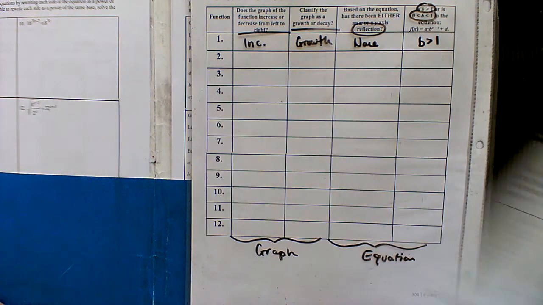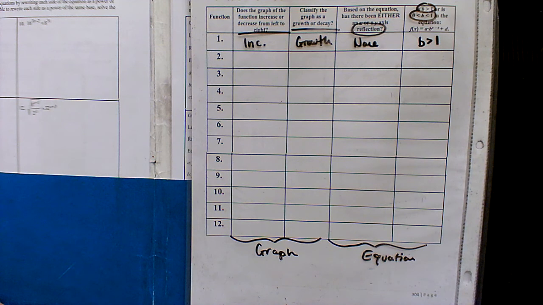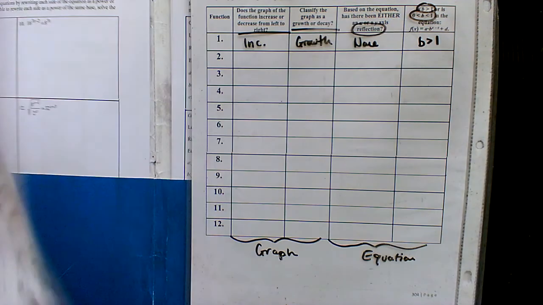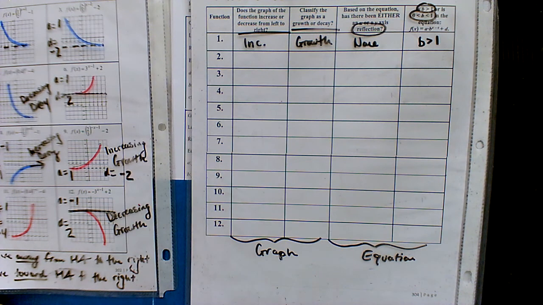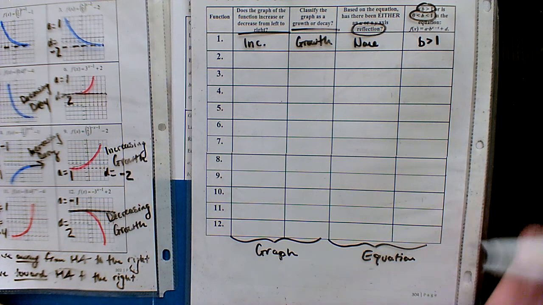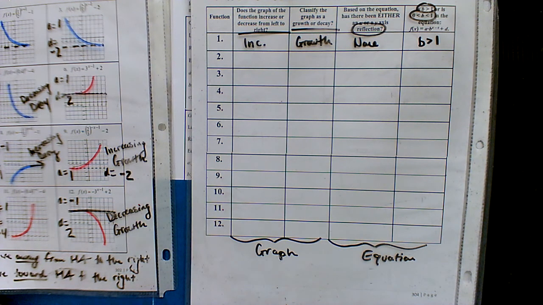Do you guys think you can go through the other 11? I think you can. Go ahead and try them out. First 2 columns are analyzing the graph, second 2 columns analyzing the equation. See how you do.